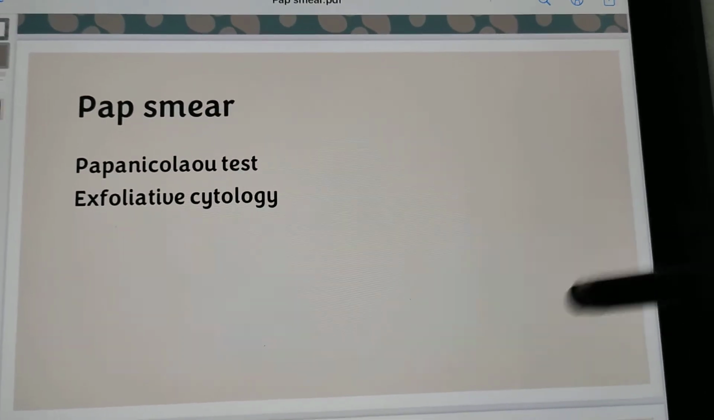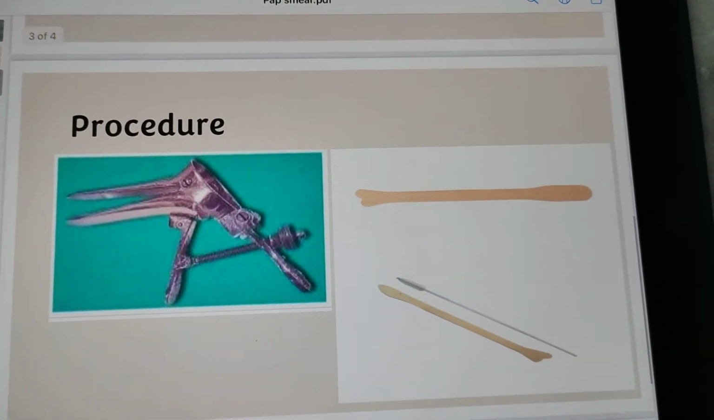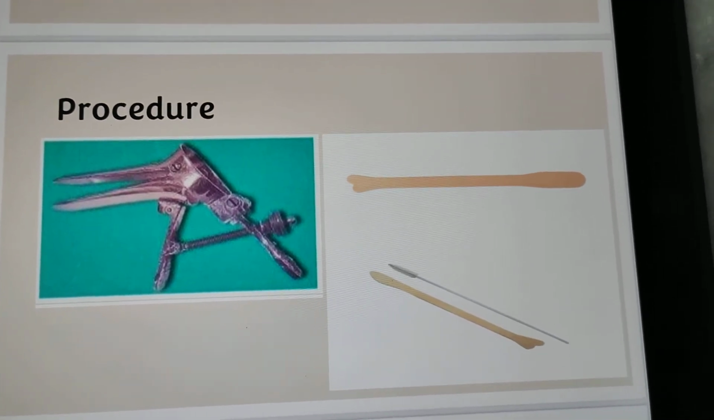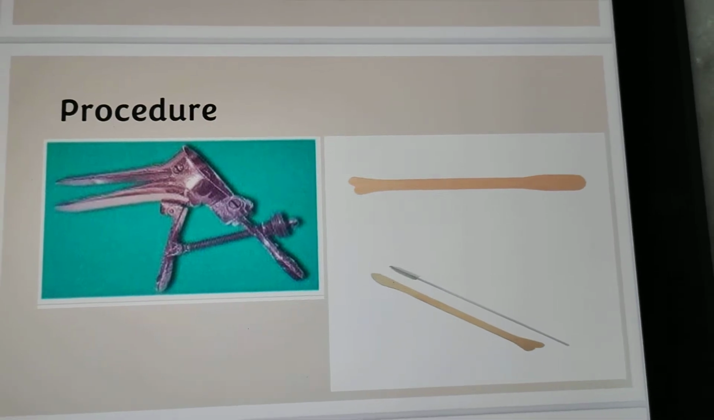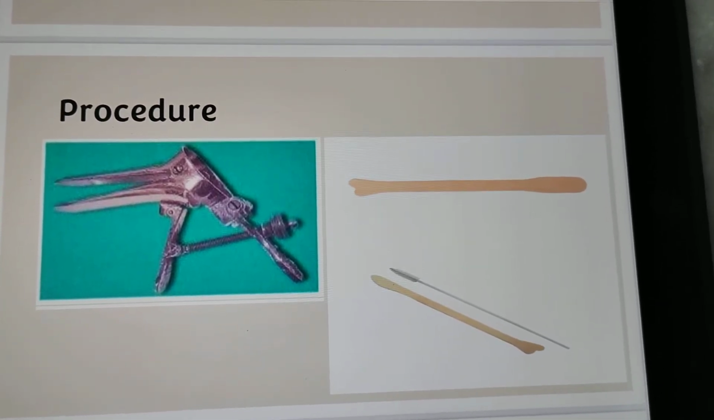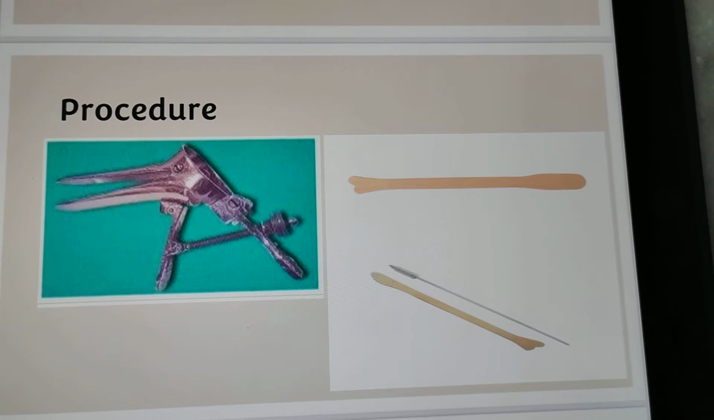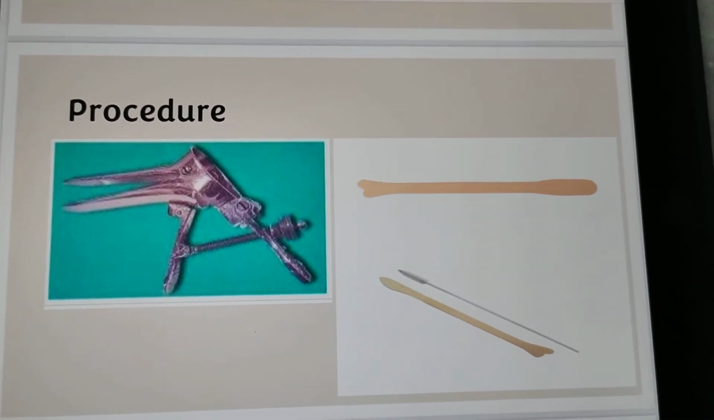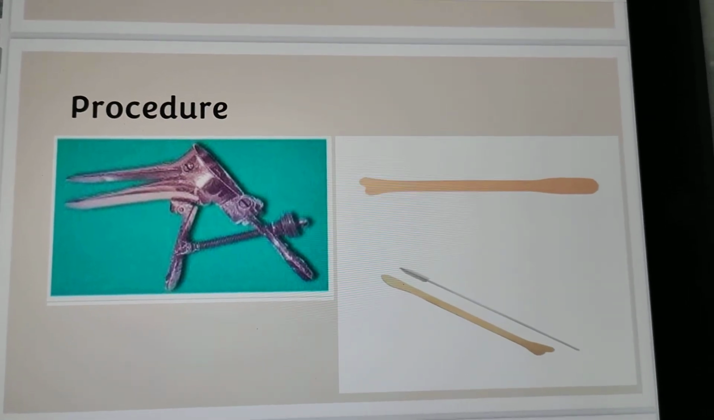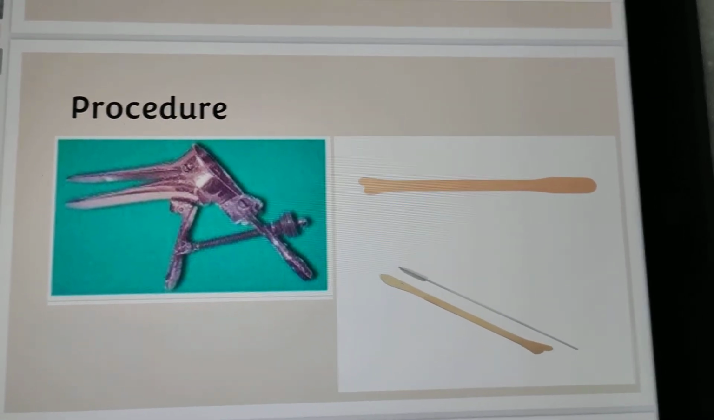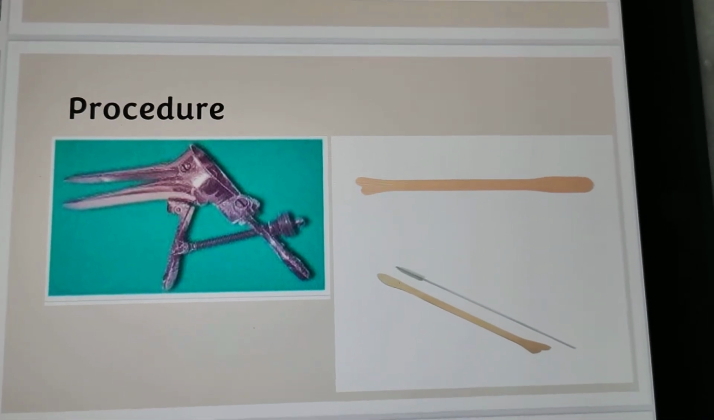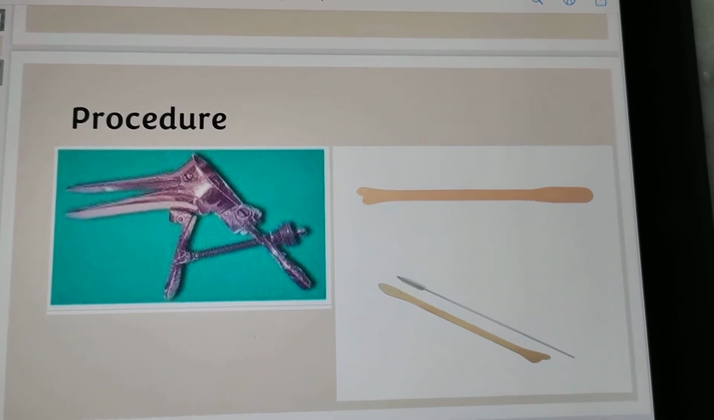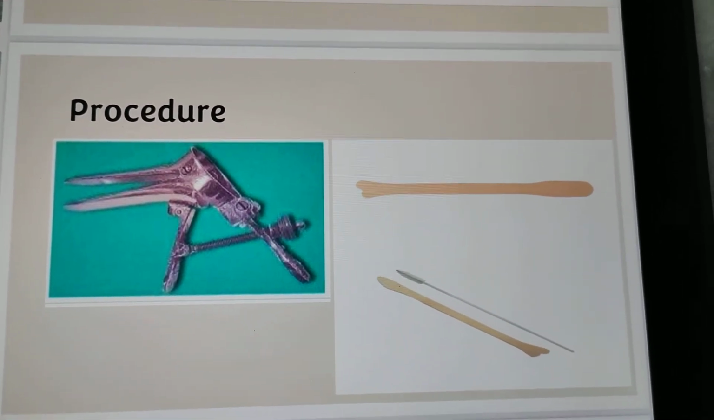Now coming to the procedure. For the procedure you need some instruments. The patient is placed in the dorsal position with the labia parted. The cervix is visualized after placing Cusco's bivalve speculum. As you can see here, this is the Cusco's bivalve speculum. Now the cervix is visualized with the help of this instrument, and the ectocervix is scraped using an Ayre's spatula, as you can see here. This is Ayre's spatula, and this is for the ectocervix.